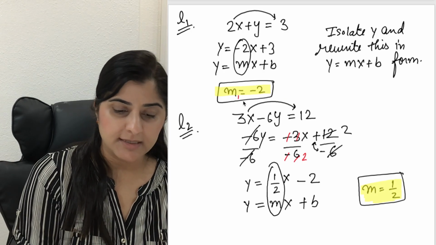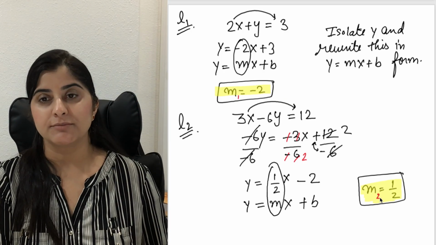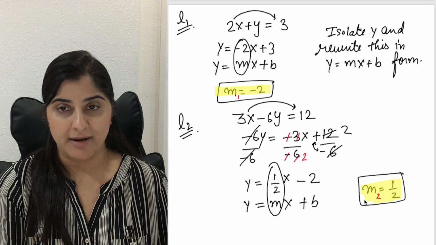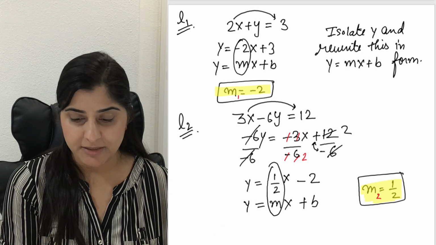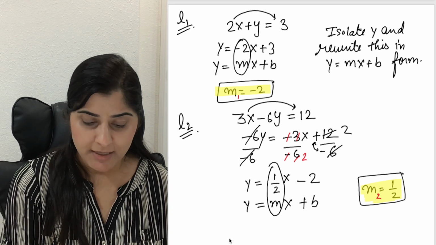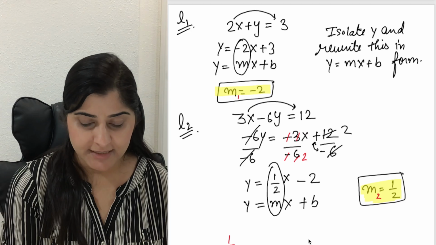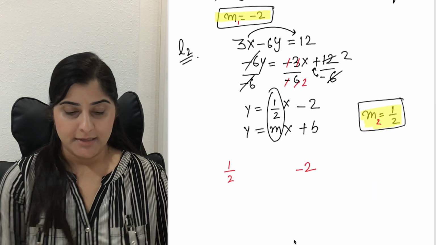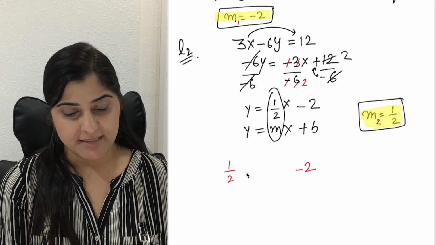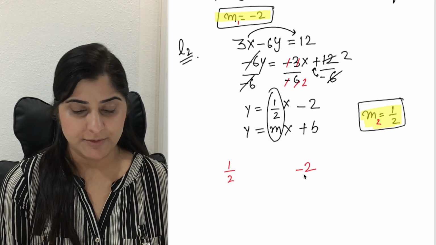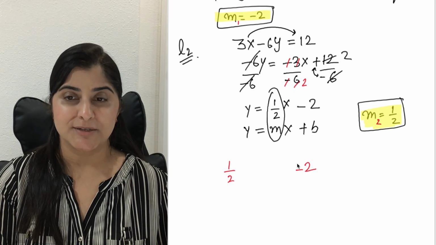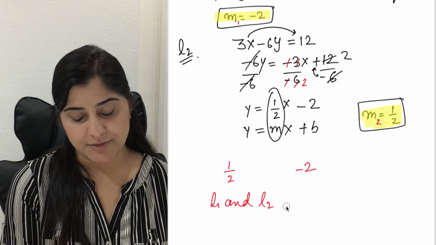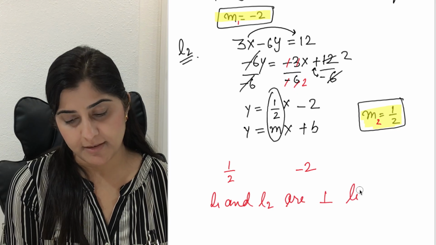We call the first line slope m1, the second line slope m2. So are these two slopes the same? No. So the lines are not parallel. Are these two slopes negative reciprocal of each other? Yes. So what is the reciprocal of 2? That is 1 over 2, and change the negative sign. The reciprocal of half is 2, and half is positive, negative 2 is negative. So both are negative reciprocal of each other. You can say that L1 and L2 are perpendicular lines.